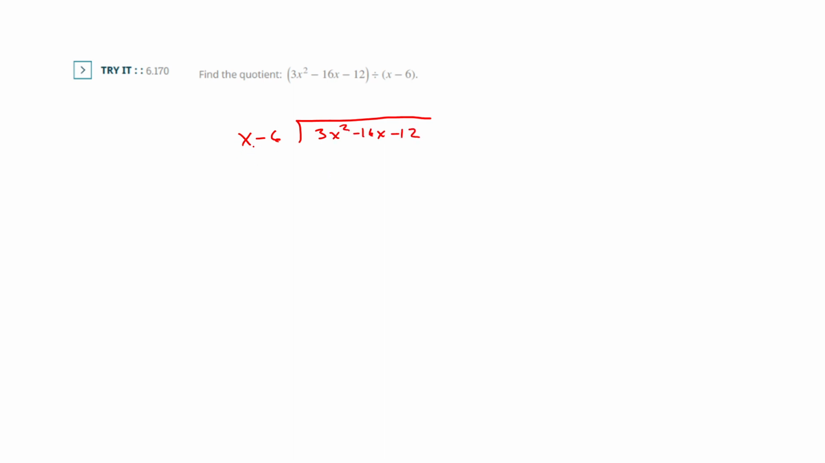Okay, how do I turn x, just the front one, how do I turn x into 3x squared? I would do that by 3x. So 3x times x is 3x squared. 3x times negative 6 is negative 18x. Check for leftovers. Okay, this isn't negative 18, it's positive 18 now, so 2x. Bring down the next number. X into 2x, it's going to take a positive 2 to do that. So 2 times x, 2 times negative 6, so no leftovers.